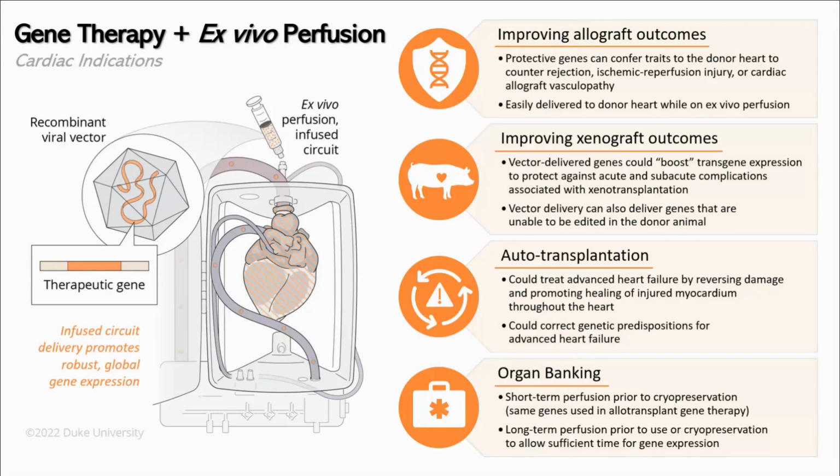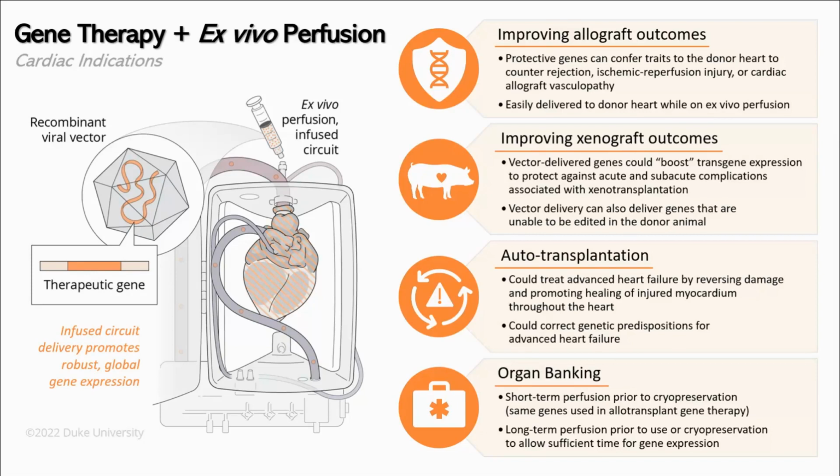The first one is improving the cardiac allograft outcomes. You can imagine that you can provide protective genes that could confer traits to the donor heart that could counter rejection, could minimize ischemic reperfusion injury, or other adverse events of cardiac transplantation. And we've shown that it's very easy to deliver these vectors to the donor heart while in ex vivo perfusion.